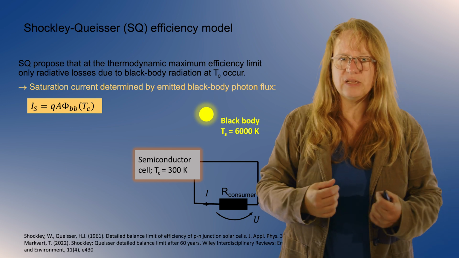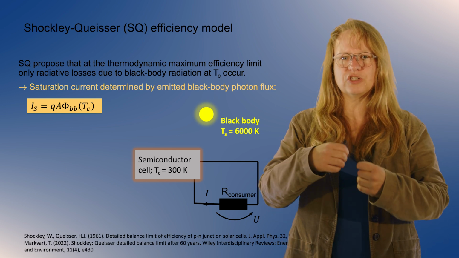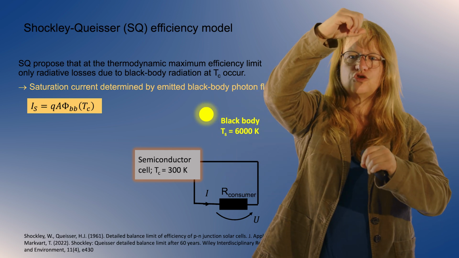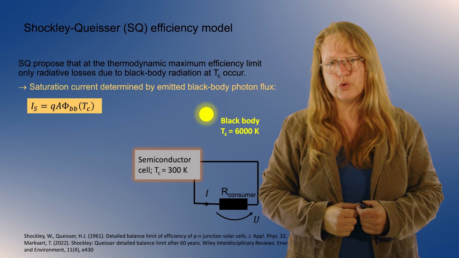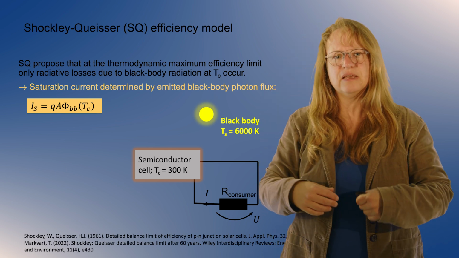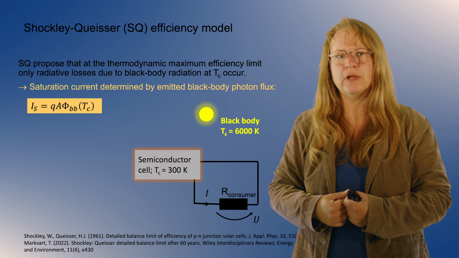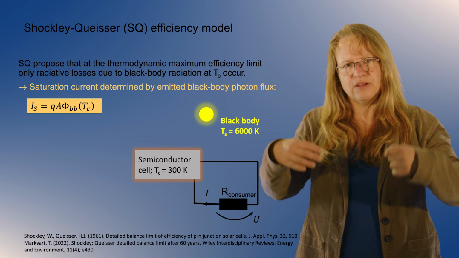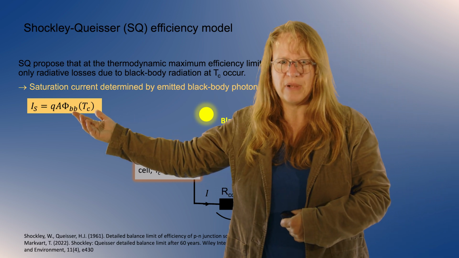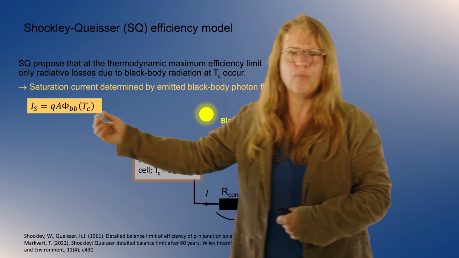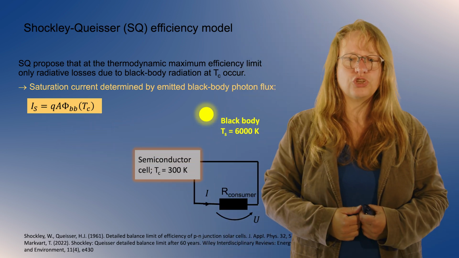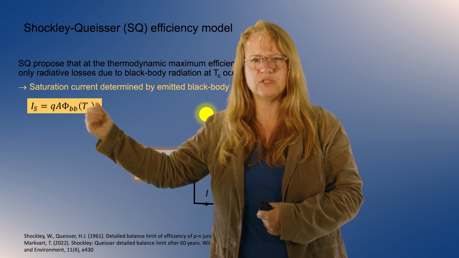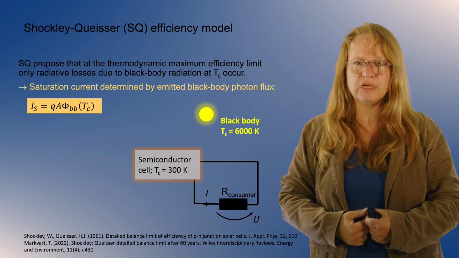So the fundamental principle of what is happening in the semiconductor is that due to incident radiation from the sun, we get an electron-hole pair. But if we have electron-hole pairs, that means they can recombine also. And this recombination then is by Shockley and Queisser set equal to the black body photon flux. So they say that the photon flux of the black body at the temperature Tc multiplied by the elementary charge q is equal to the saturation current per area, or you multiply it by the area as well, and then you get the total saturation current IS.